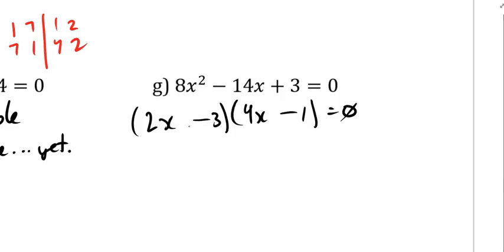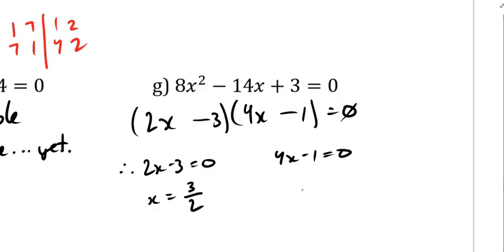Let's get 2x minus 3, 4x minus 1. So move the 3 over. Positive 3 divide by 2. Move the 1 over. Positive 1 divide by 4. Everybody okay with this? Nothing really new there, just something to practice. Getting the answers as fractions is something you need to know how to do. Don't get 2 over 3, it's 3 over 2.